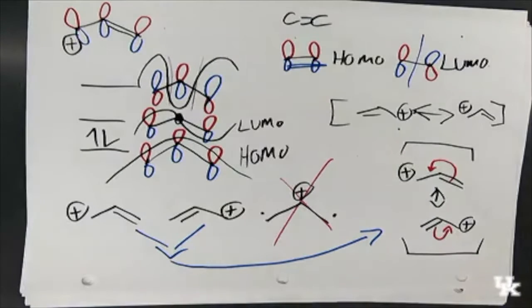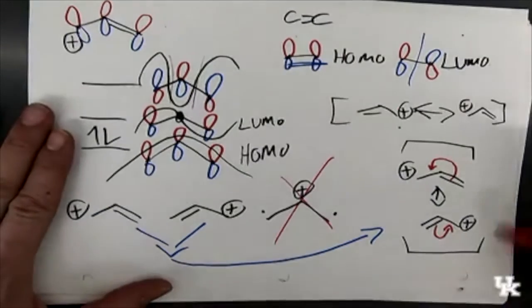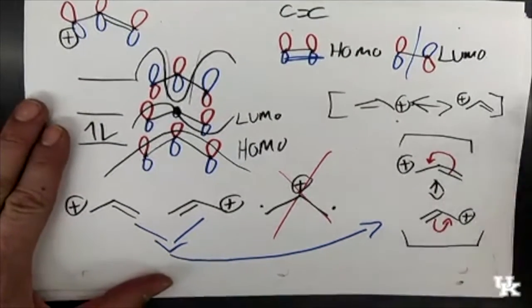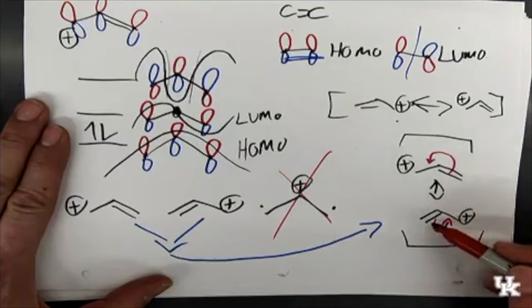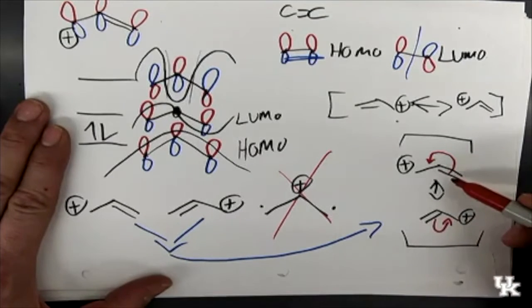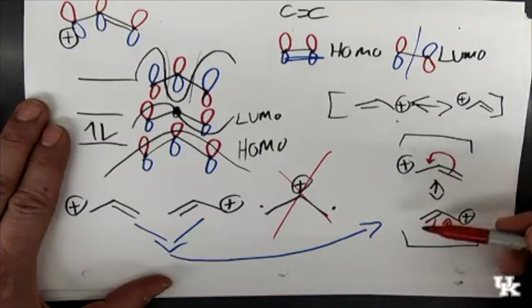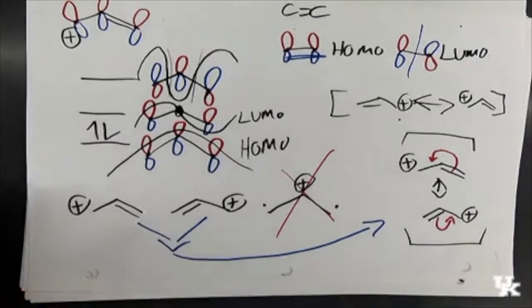This is the equivalent of saying the double-headed arrow tells you from the structure on the top, you get the structure on the bottom because both pi electrons are formally on the other atoms. Do you all see that?